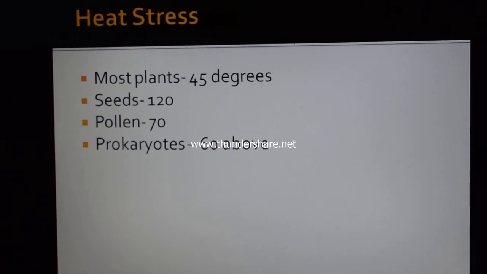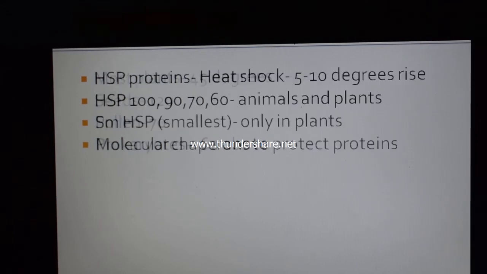Next is heat stress. Most plants cannot tolerate above 45 degrees Celsius. They simply die. But the pollen grains can tolerate up to 70 degrees C. Seeds can tolerate up to 120 degrees C. And most of the prokaryotes can survive even after 60 degrees Celsius. So it is the plants which are more prone towards heat stress.